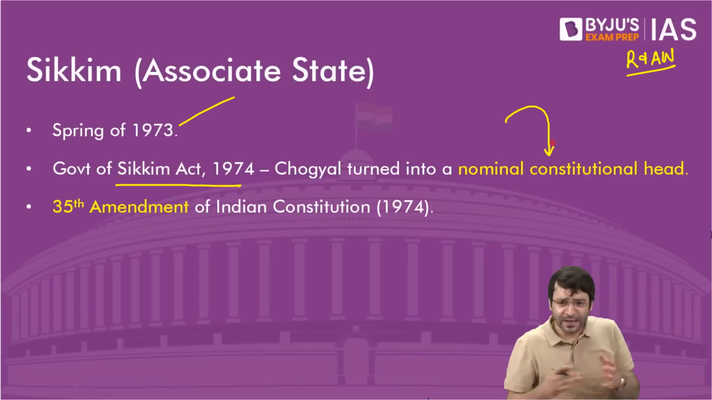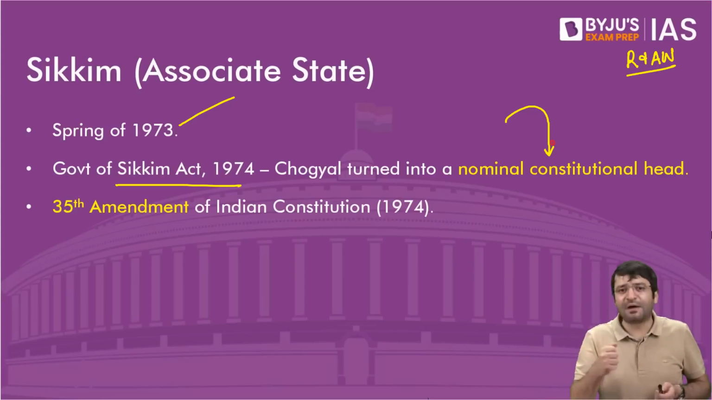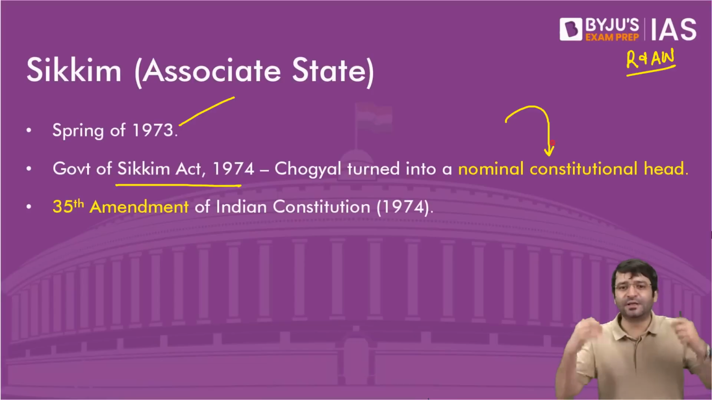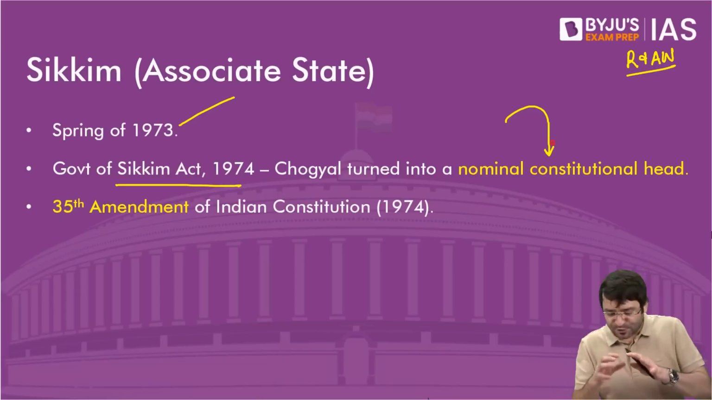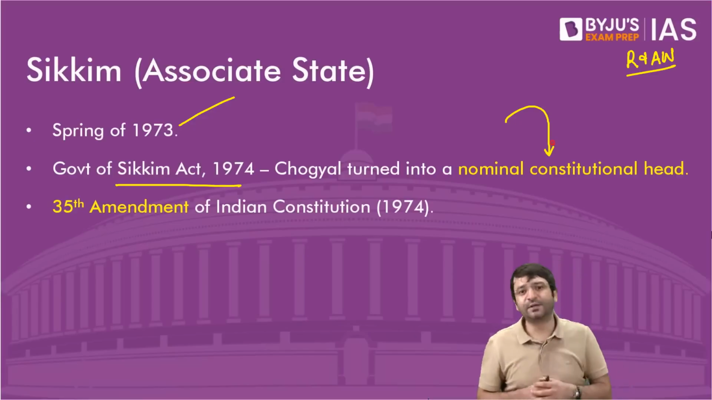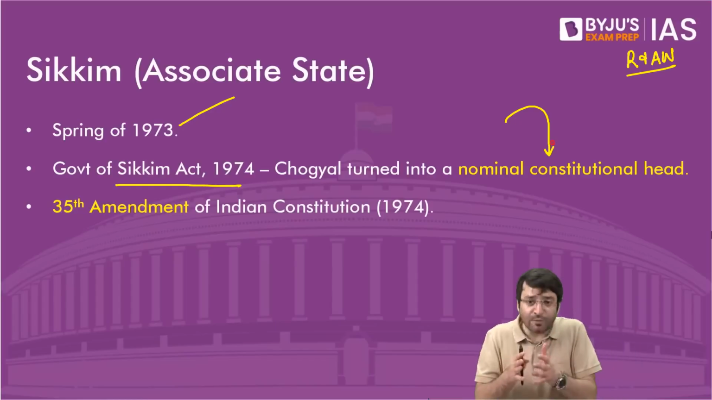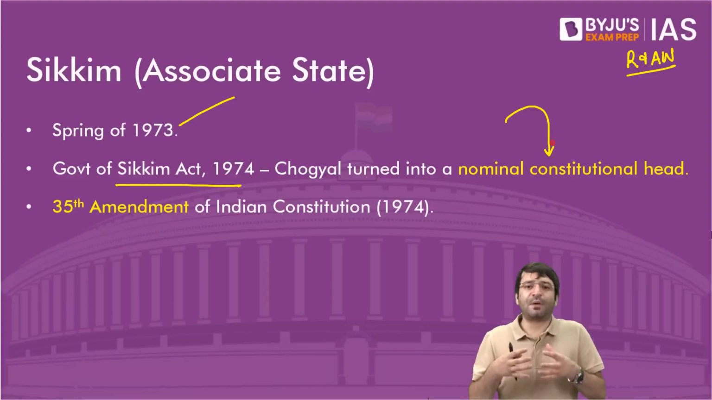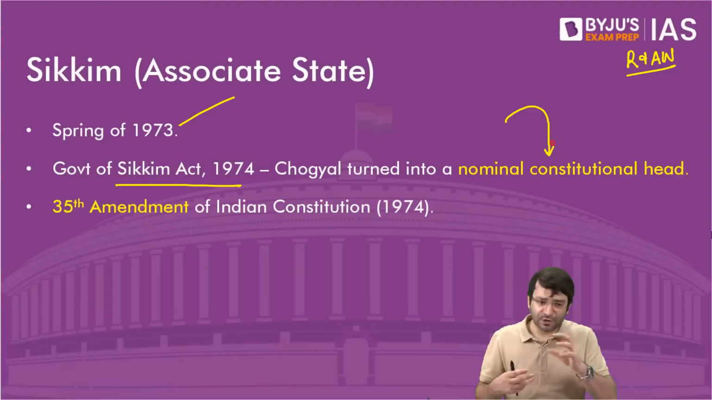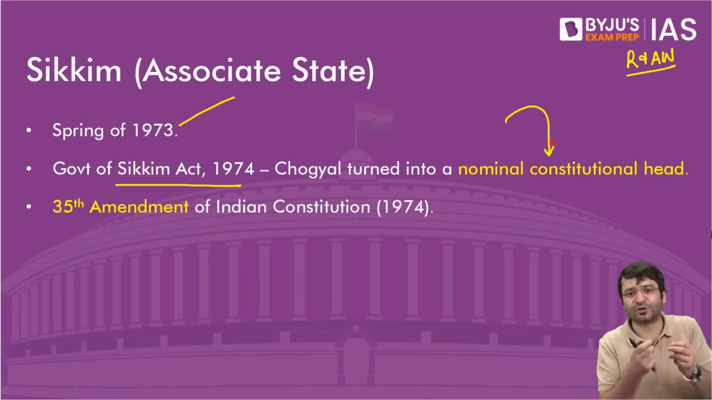Nominal constitutional head, because previously Chogyal was all powerful. Chogyal had all the powers. Chogyal was the judge, jury, and the executioner. But now his position has been converted to that of a nominal head, just like the Queen of England. The real power is with the Prime Minister and his Council of Ministers. The real law-making power is with the Assembly, with the Parliament. The Queen does not have powers of her own. The King does not have powers of his own. In a similar fashion, on the same model, Chogyal was also converted into a nominal constitutional head.